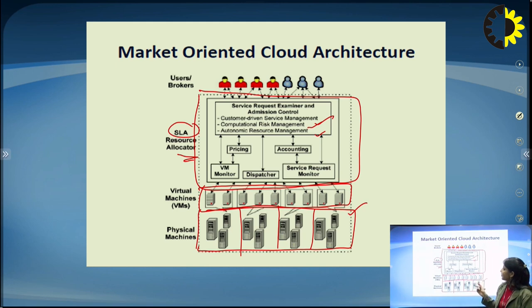So it will manage the customer driven services, or computational risk: if there is a certain risk or fault in the server, then backup or recovery will be there, and autonomic resource management should be there. So these are the functions which this admin will control.